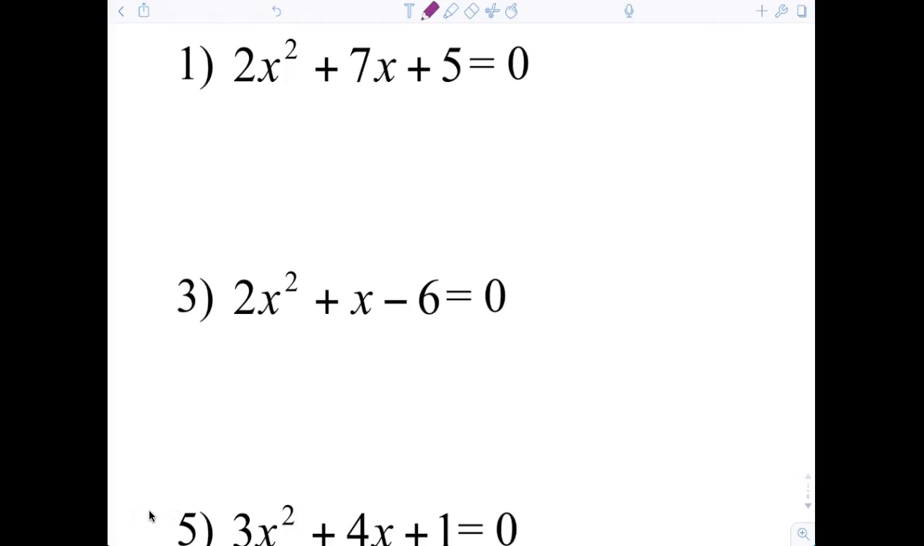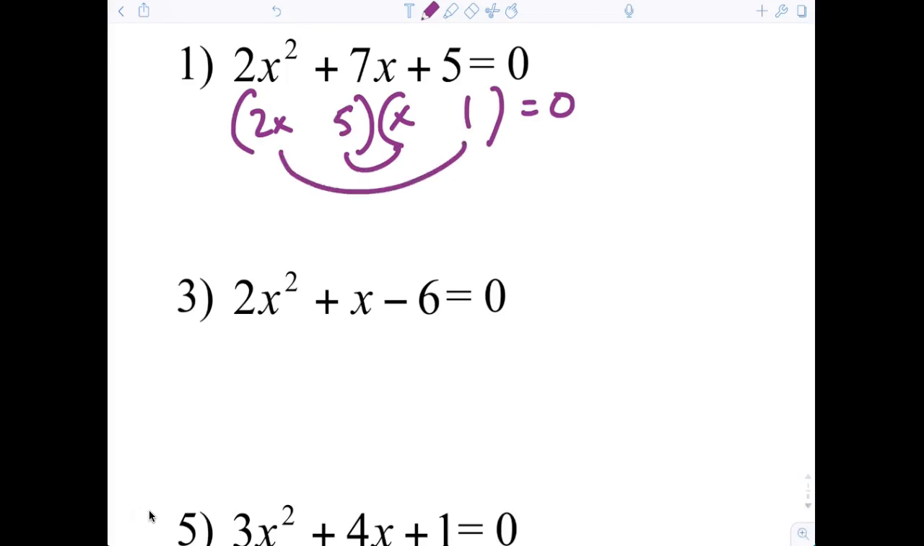All right, here we go. Now, what you should have said on number one: you have to be with me every step of the way. Here we go. Two sets of parentheses. 2x and x. 5 goes here. 1 goes here, because we did our smiley face and said 5x and 2x make 7x if they're both positive.